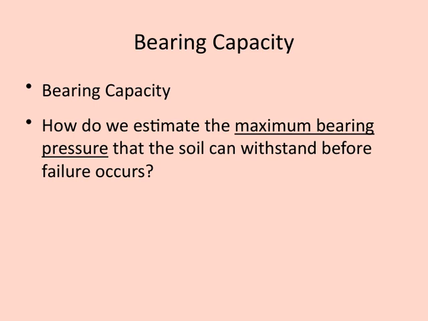This is really about understanding how much load the soil can handle before it fails. The key question here is, how do we estimate the maximum bearing pressure that the soil can withstand? Essentially, we look at various factors like soil type, its strength, and the conditions of the site. We use these to calculate a safe limit, what we call the ultimate bearing capacity. This helps us ensure that the foundation we design won't cause the soil to shift or collapse under the load.